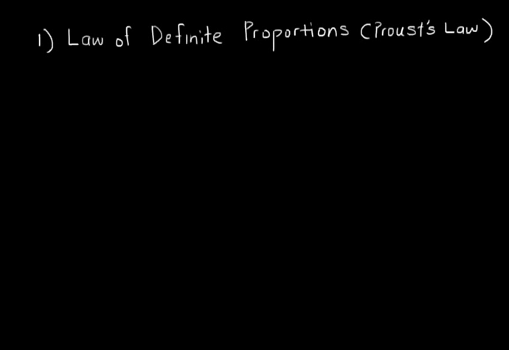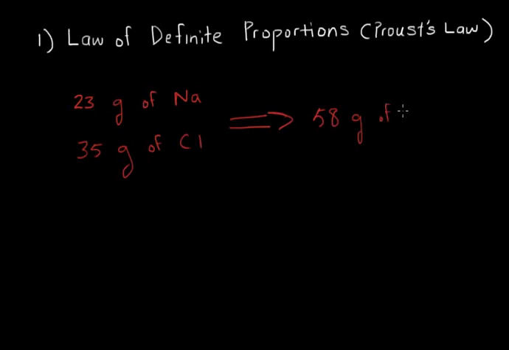law. But before I describe or define the law of definite proportions for you, I want to give you an example of what it means, what its repercussions are. So say scientists in around 1800, say Proust himself, took 23 grams of sodium, and added it to 35 grams of chlorine, elemental chlorine gas. What would he end up with? Well, as you might guess, he would end up with 58 grams of sodium chloride.